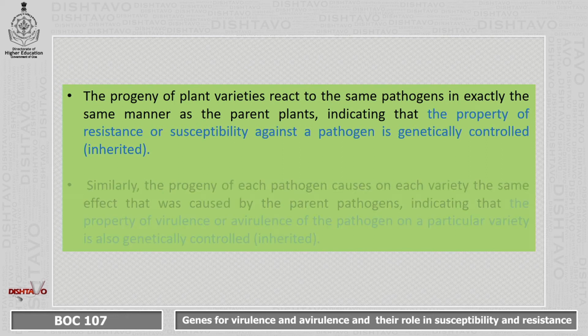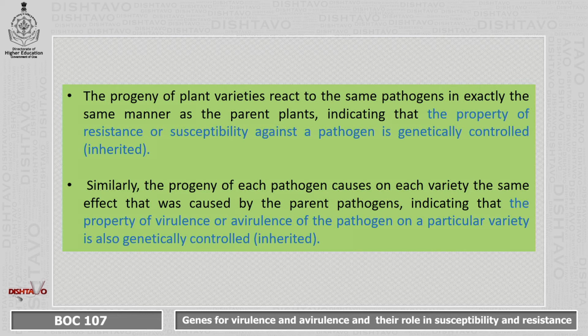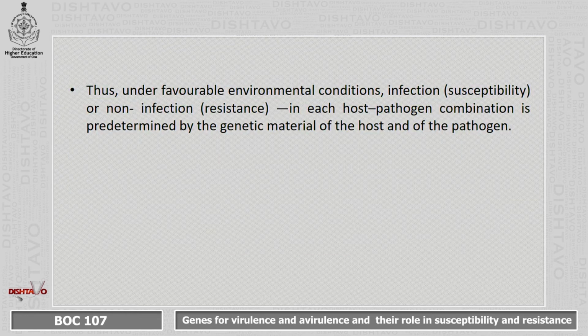Similarly, the progeny of each pathogen causes on each variety the same effect that was caused by the parent pathogen, indicating that the property of virulence or avirulence of the pathogen on a particular variety of plant is also genetically controlled, or we can say it is inherited.